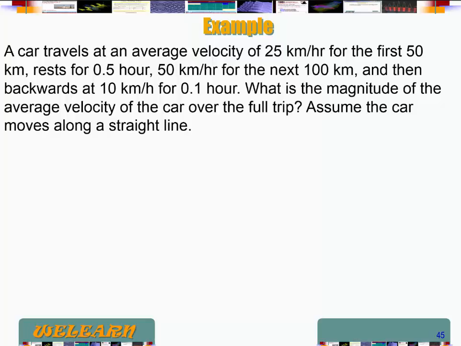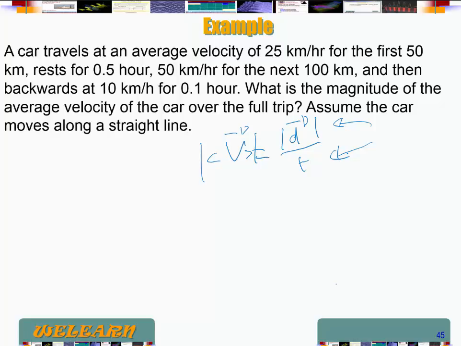Okay, so again, in this particular question, we have several segments of the motion. They are asking us for the average velocity of the car over the full trip. Average velocity is, in magnitude, displacement over time. So to be able to find the average velocity, I need to find the displacement and I need to find the time. The time and the displacement are going to be calculated by considering each of the four segments.